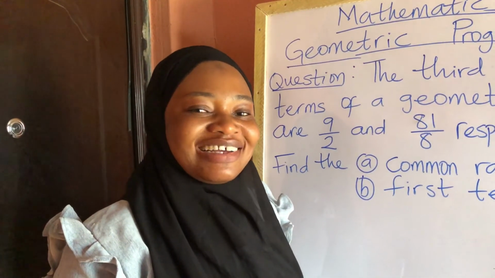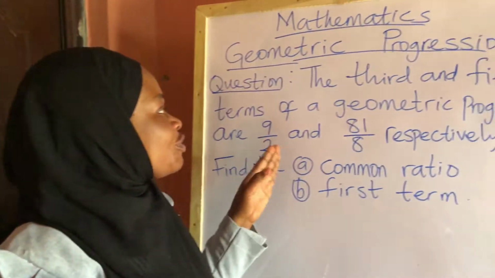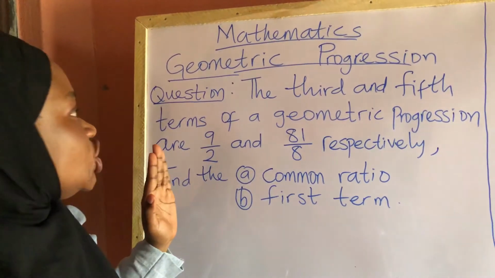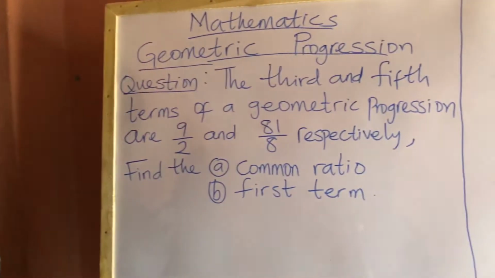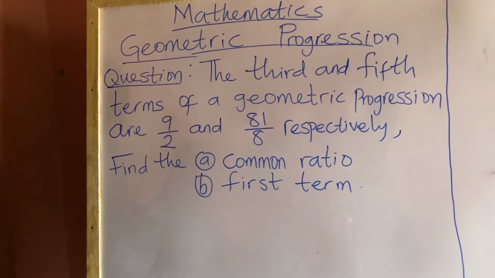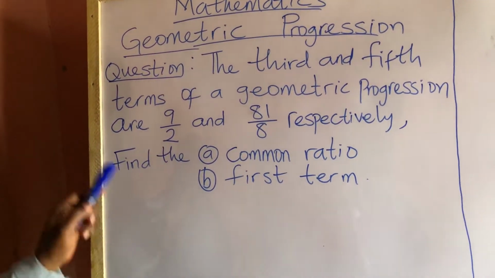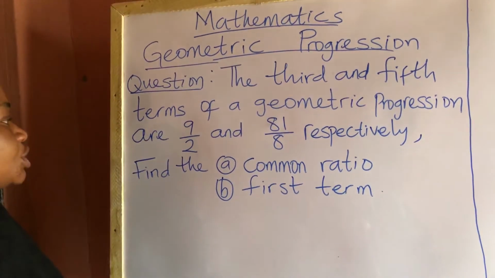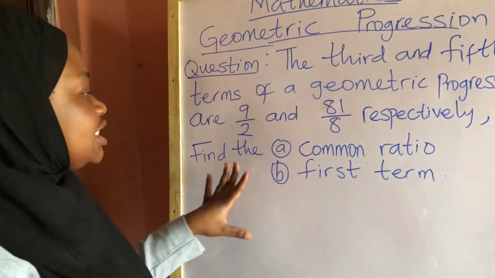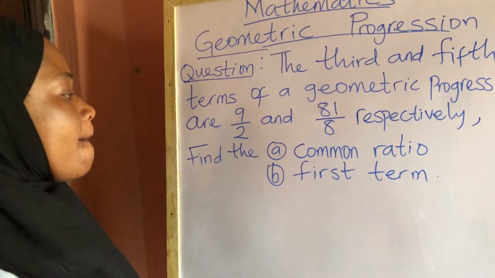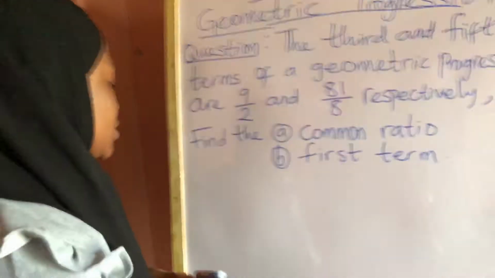Welcome back. In today's class, we want to solve questions on geometric progression. The question says, the third and fifth terms of a geometric progression are 9/2 and 81/8 respectively. Find A, the common ratio, B, the first term. Solution.